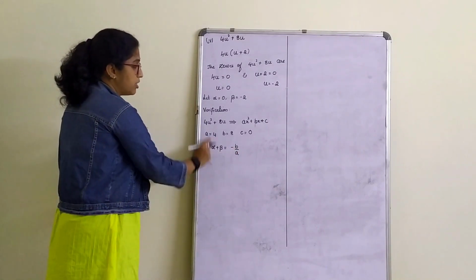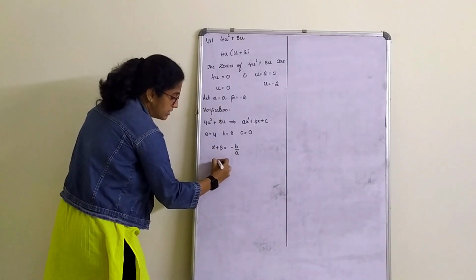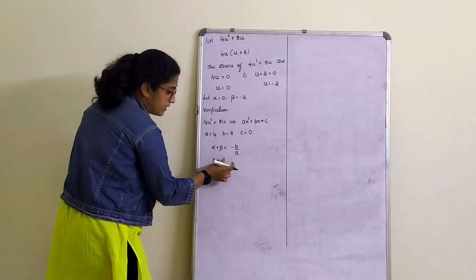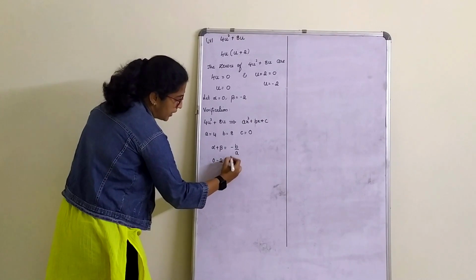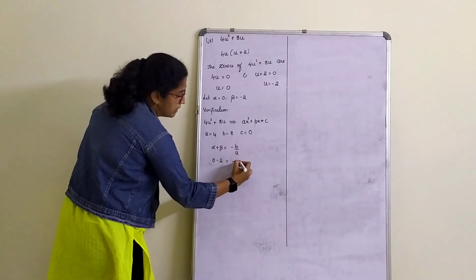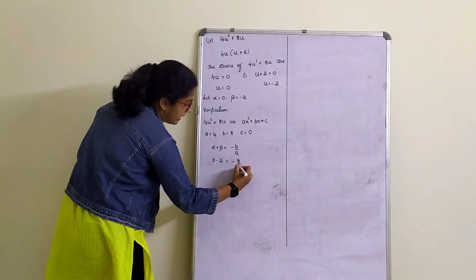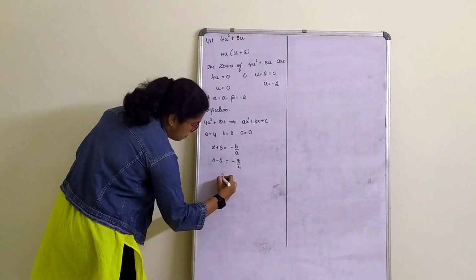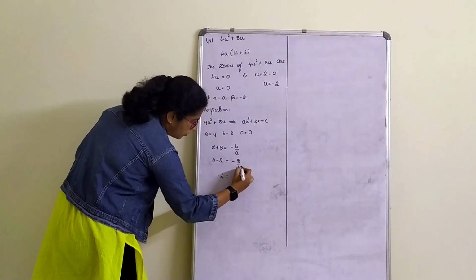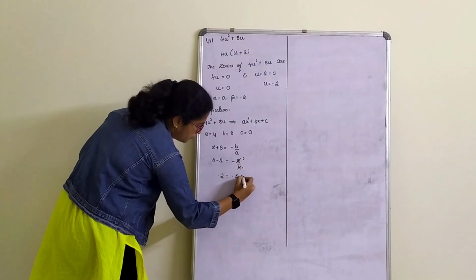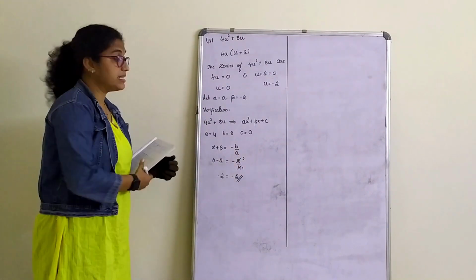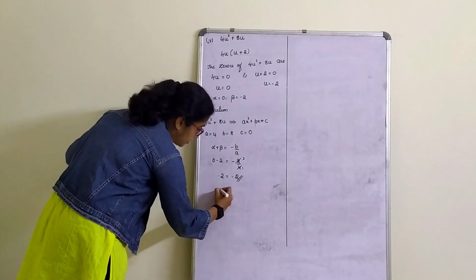Sum of these zeros. What is your alpha here? 0. What is your beta here? Minus 2. So shall I write directly minus 2? Okay. Minus in the formula, b is 8 where a is 4. Minus 2 is equal to, 4 ones are 4, 4 twos are minus 2. Verified? Yes. Let's go for product of the zeros.